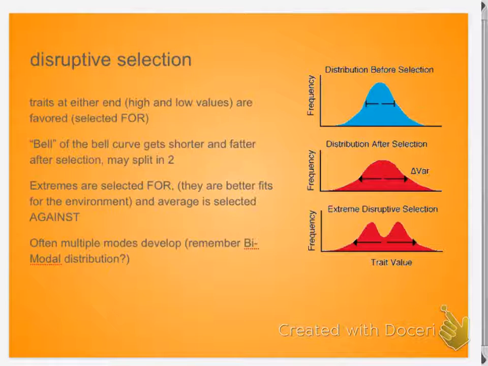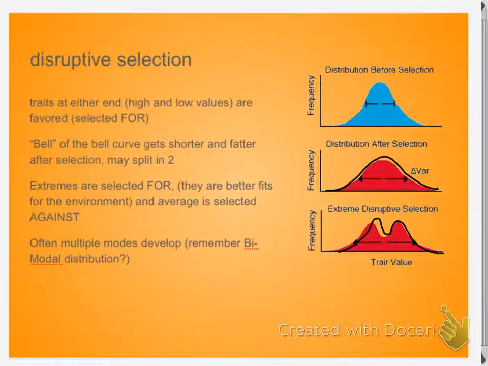So in disruptive selection, both extremes are favored. Being average will get you killed, and both extremes are favored. So what we see after selection, if we have disruptive selection, is either that bell gets shorter and the whole thing gets fatter, or sometimes we actually start to develop 2 humps.